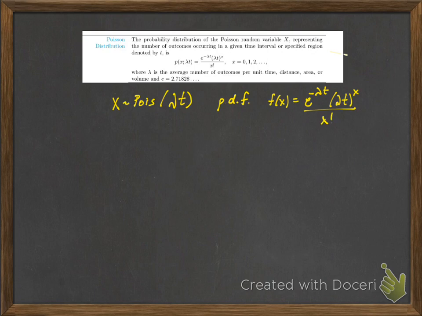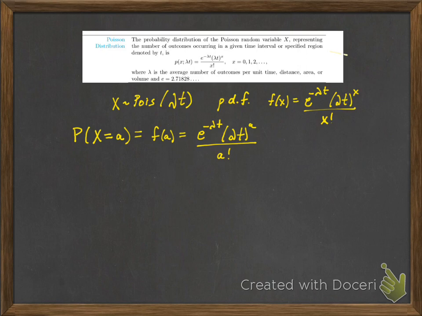So in the discrete case, remember, if I want to find the probability x equals, we'll say, a, that is our PDF in the discrete case. So that is equal to our f of a, or e to the negative lambda t, times lambda t to the a, all over a factorial. All right, so that is just the PDF for the Poisson distribution.